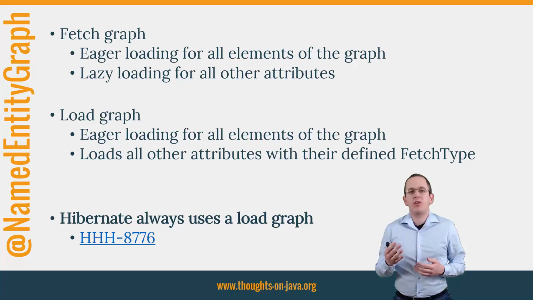But for now, you can ignore the distinction between these two kinds of graphs, because Hibernate does it as well. As long as the bug 8776 doesn't get fixed, Hibernate handles all entity graphs as load graphs. The behavior is also allowed by the JPA specification because it allows all implementations to fetch more than the specified information from the database. And that is what Hibernate is doing by treating fetch graphs as load graphs. Okay, but let's get into the IDE now and have a more detailed look at what Hibernate does when you use an entity graph.